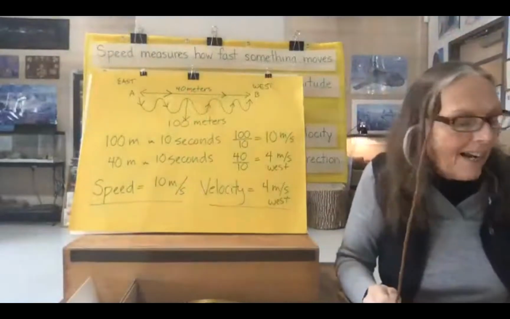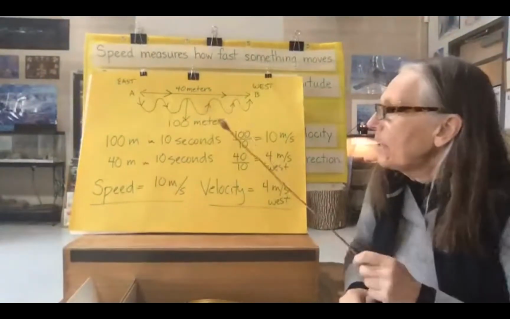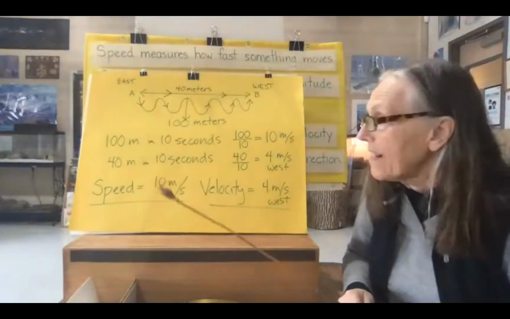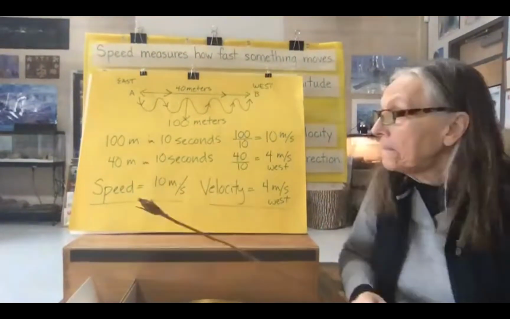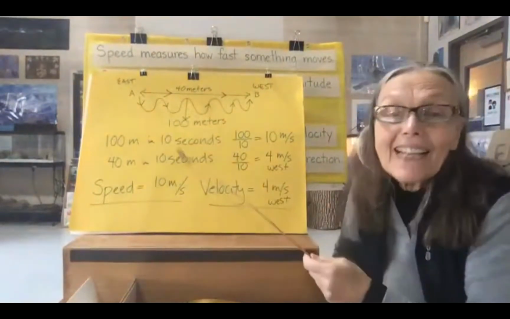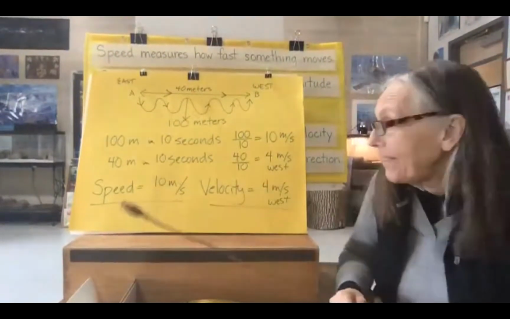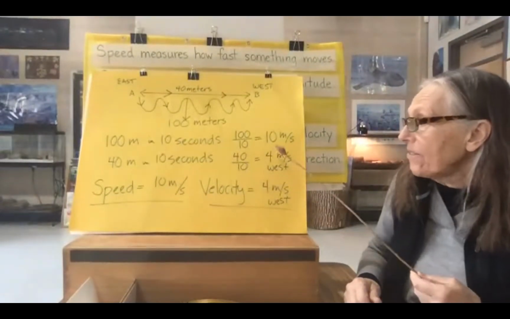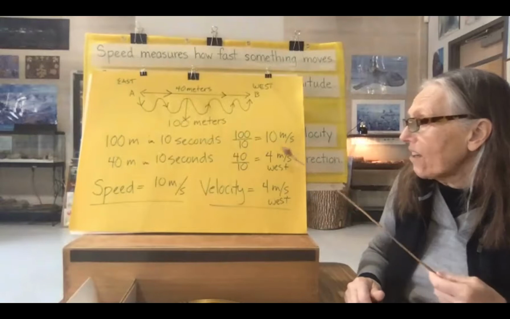We all remember that. That's easy. So distance divided by time, we get 10 meters per second. However, that crow flew really fast too, 40 meters in 10 seconds. So the velocity here is 40 divided by 10. So 4 meters per second west.